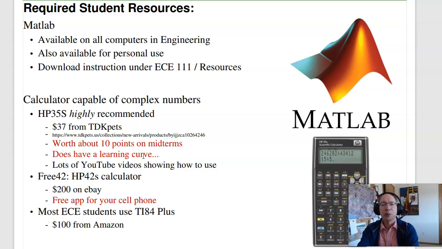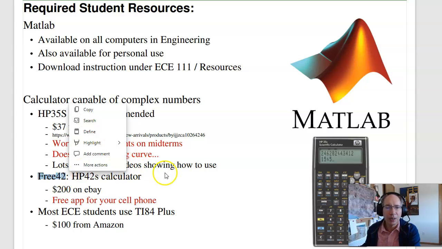This would actually be a really good course to get an HP calculator and get used to using it. There is a learning curve. It's a little bit weird how to use it, but once you figure it out, it's really quick. There are two types of HP calculators. There's the HP 35S. That's allowed on the PE exam. That's allowed in other classes. It's $37 from TDK Pets. There's a free version. That's the app, Free42. That's a free app for the HP calculator.